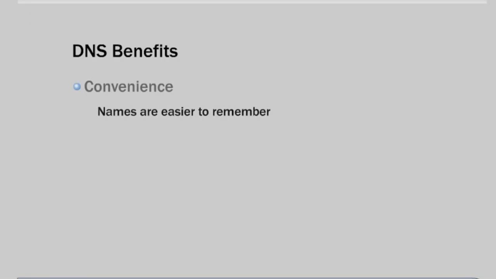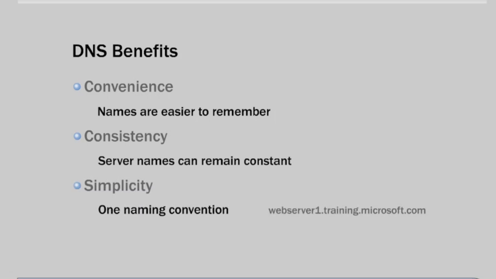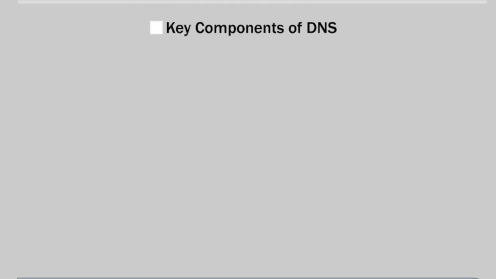Convenience. User-friendly names are easier for people to remember than numerical IP addresses. Consistency. IP addresses may change, but the server names can remain constant. Simplicity. Users need to learn only one naming convention to find resources on either the Internet or on an intranet. Now let's take a look at key components of DNS.